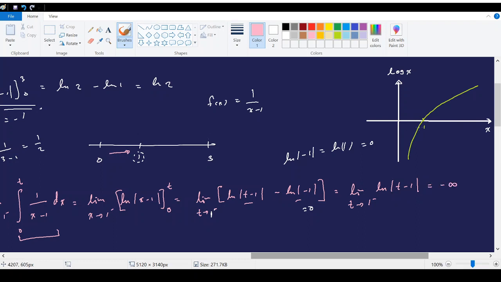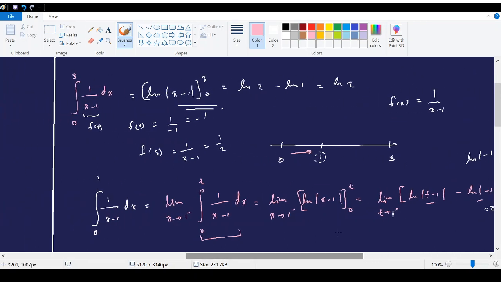Now remember, the ln function is not defined for negative values, right? That's one of the reasons for having a modulus sign. So it guarantees that you always have the domain as a positive number. Okay, so anyway, we have negative infinity as the answer. That means this integral diverges.